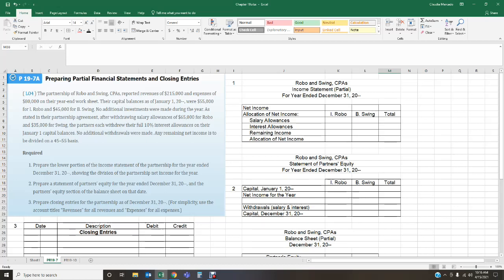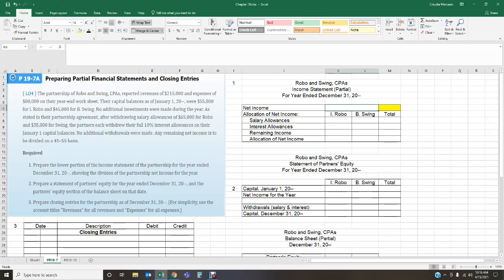So we're going to start off with, well, how much are we going to be distributing? What is my net income? Let me highlight this yellow, and let me merge this. So how am I going to get my net income?